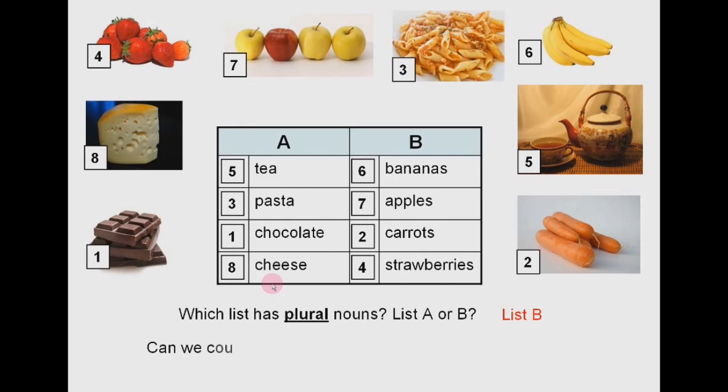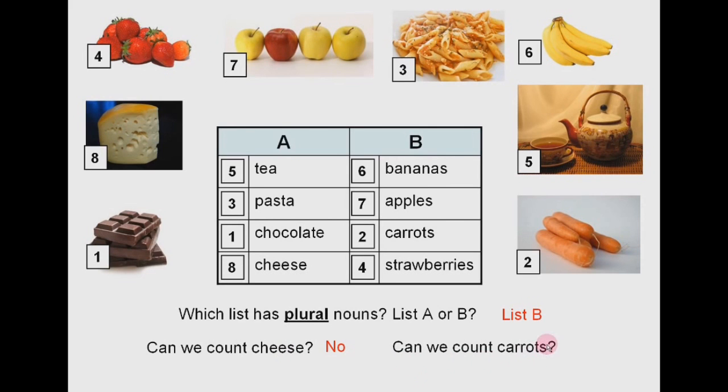Next question. Can we count cheese? Well, the answer is no, we cannot. We do not say 1 cheese, 2 cheeses, 3 cheeses. No, because cheese is just a big mass of product, of substance. It is not individual, so we cannot count cheese.